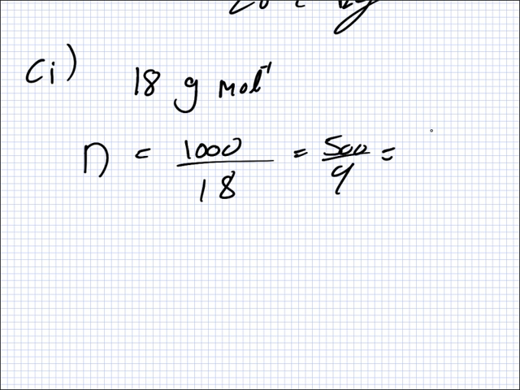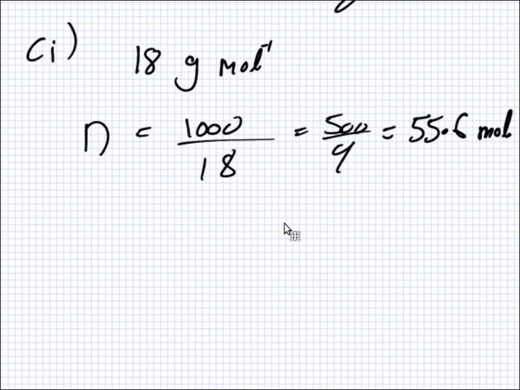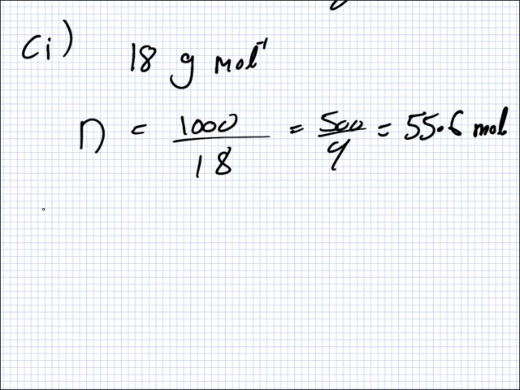I'm divided MR. So what is this? About 455, is it? 500 divided by 9. 55.6 moles. Okay, that's easy, isn't it? Right, part 2. What is the volume?